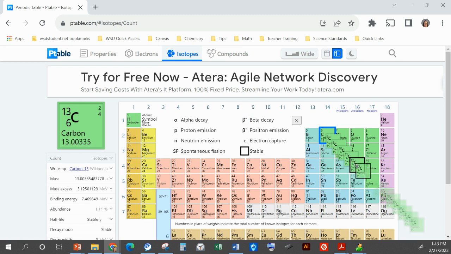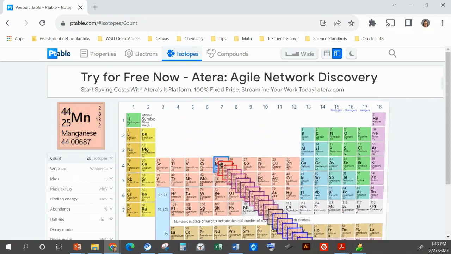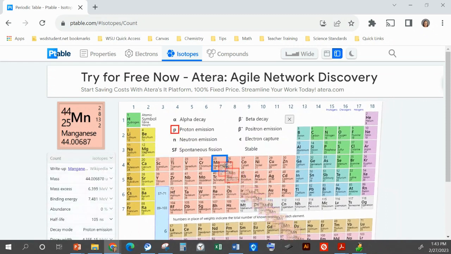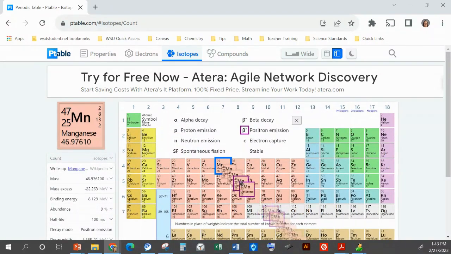Let's find another one. These ones are stable, so carbon 12 and carbon 13 are stable. Carbon 14 is unstable. Probably carbons are 22. This list is 22, yes. Like manganese over here, there's a whole bunch, and it tells you how they decay. This one is not known. But, so that's kind of interesting.